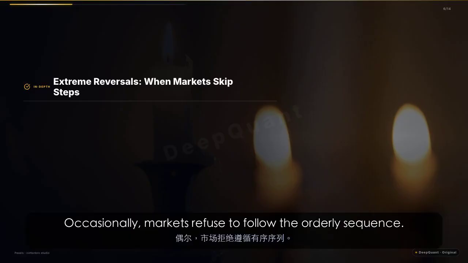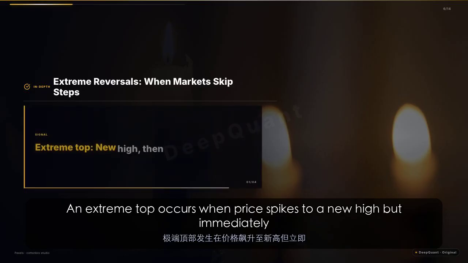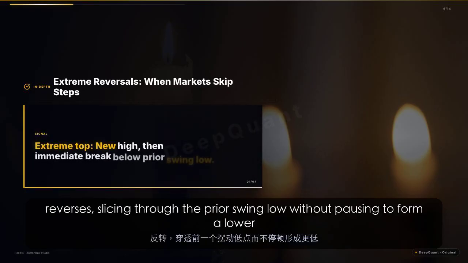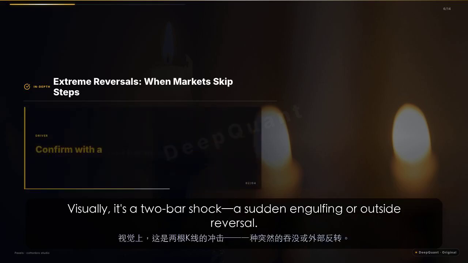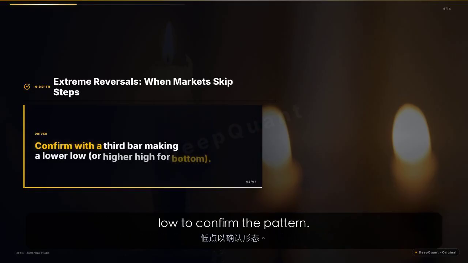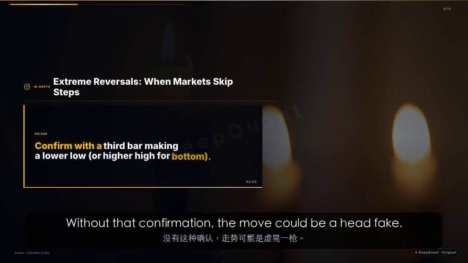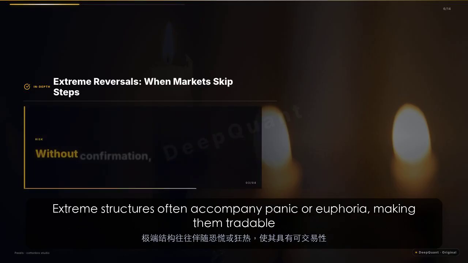Occasionally, markets refuse to follow the orderly sequence. An extreme top occurs when price spikes to a new high but immediately reverses, slicing through the prior swing low without pausing to form a lower high. Visually, it's a two-bar shock, a sudden engulfing or outside reversal. Yet even here, discipline demands a third bar, one that makes a further lower low to confirm the pattern. Without that confirmation, the move could be a head fake.